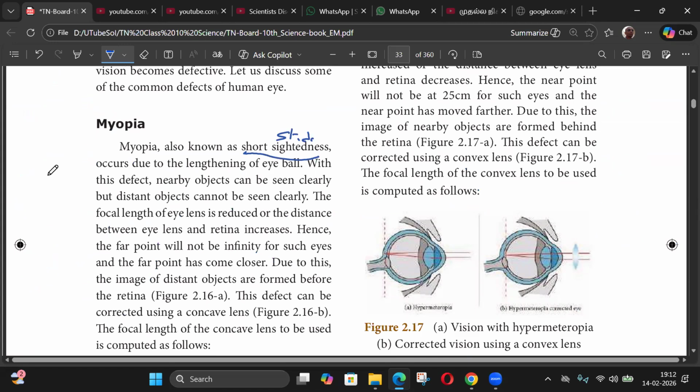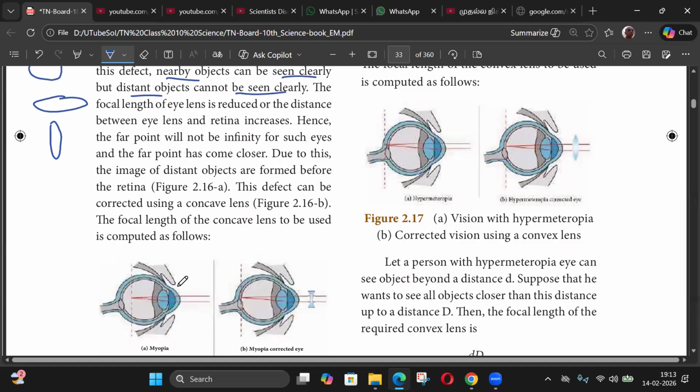So this is where the length of the eyeball matters. Eyeball ideally should be spherical. But if it becomes like this or becomes like this, then it's a problem, right? So lengthening of the eyeball, nearby objects seen clearly, but distant objects not seen. This is the board of the classroom.